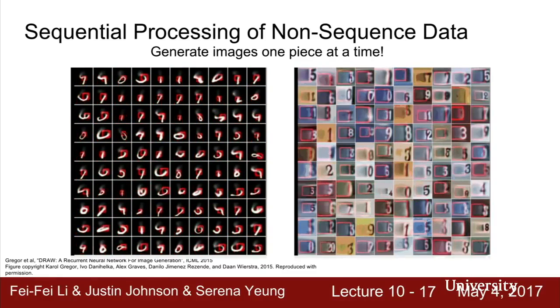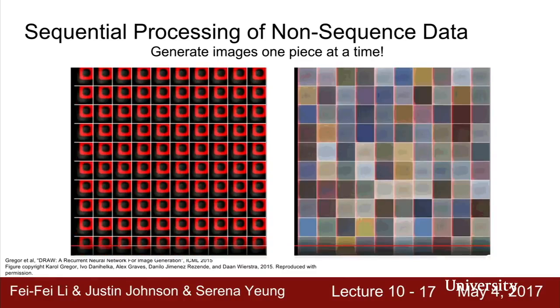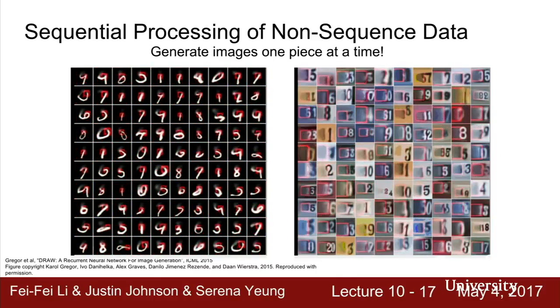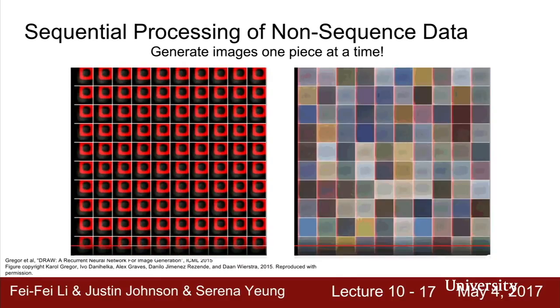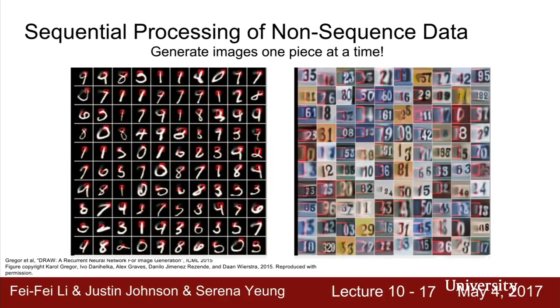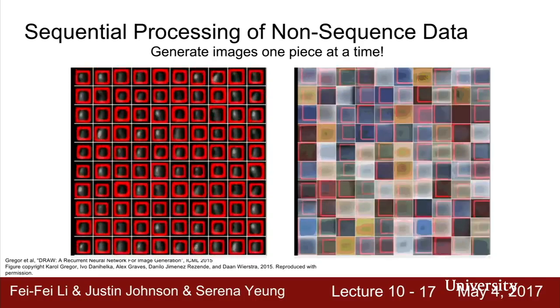So even though our output is a fixed-size image, we can have these models working over time to compute parts of the output one at a time, sequentially. And we can use recurrent neural networks for that type of setup as well.